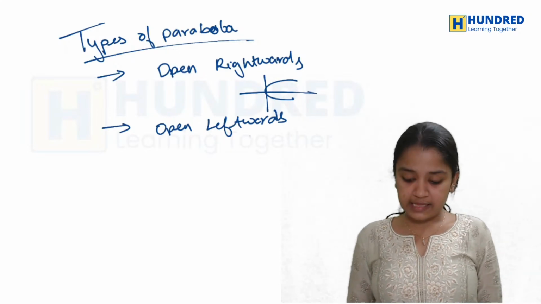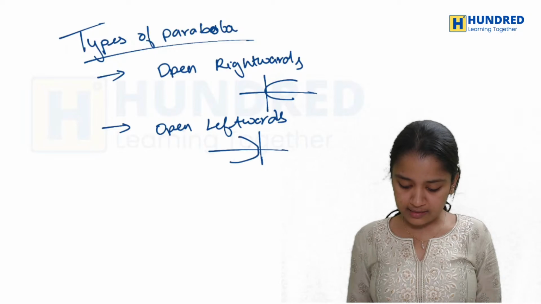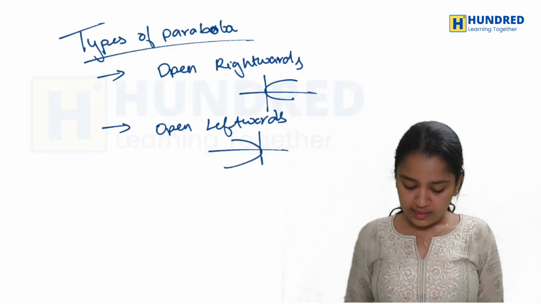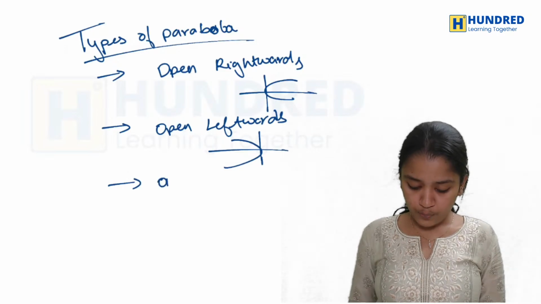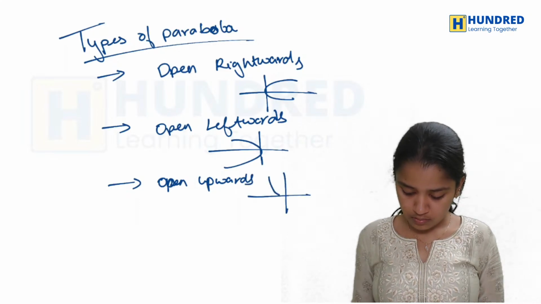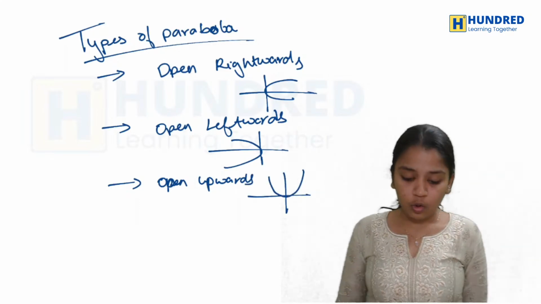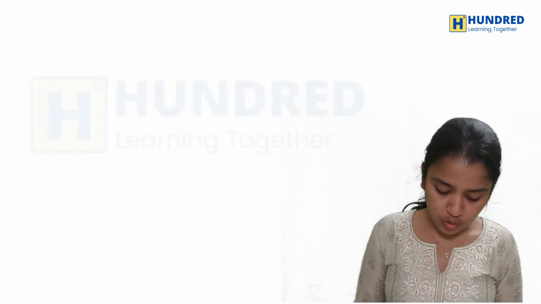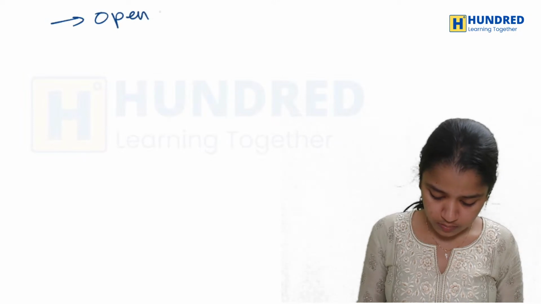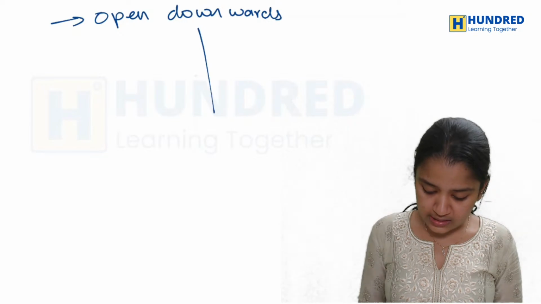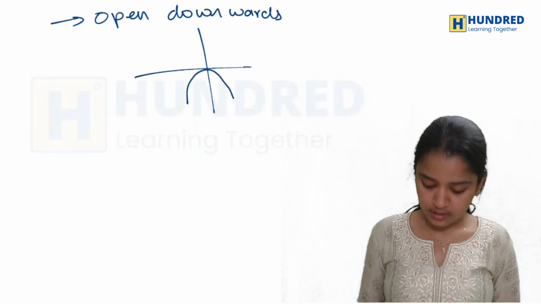How can you say that? It is basically like this. Then you can say open upwards. Then you can say that it is open downwards. So open downwards is like this.